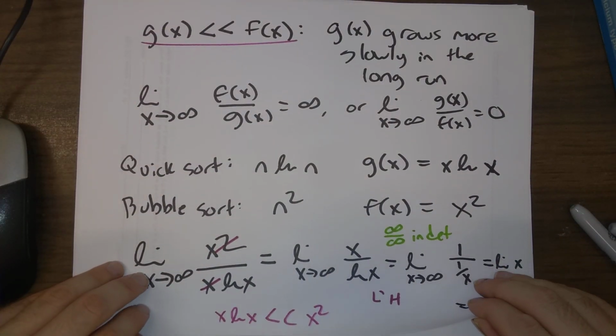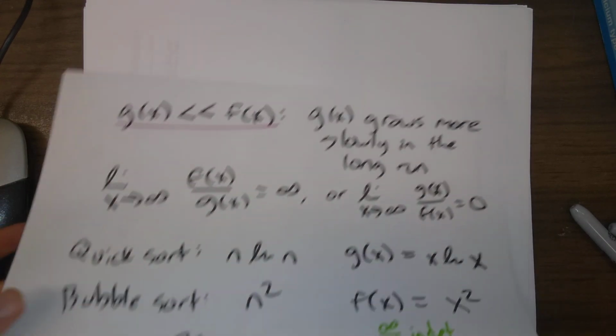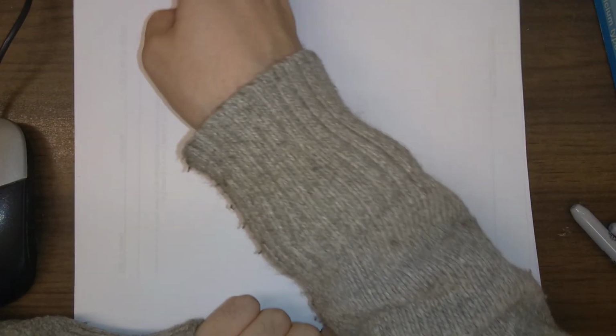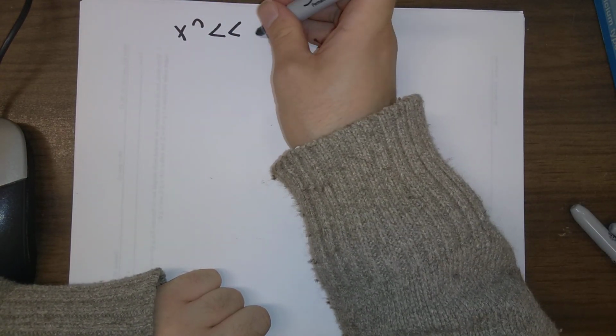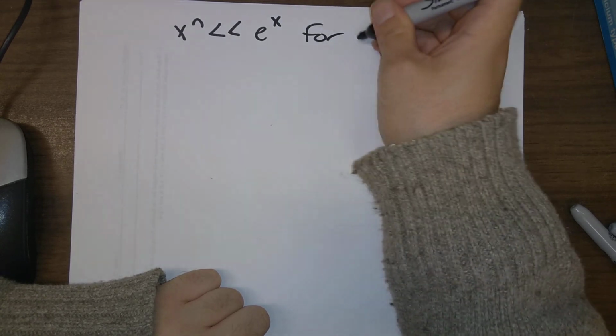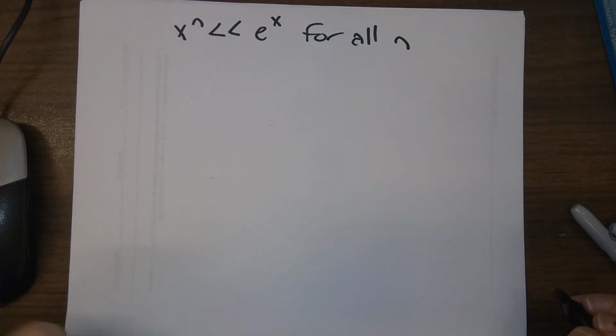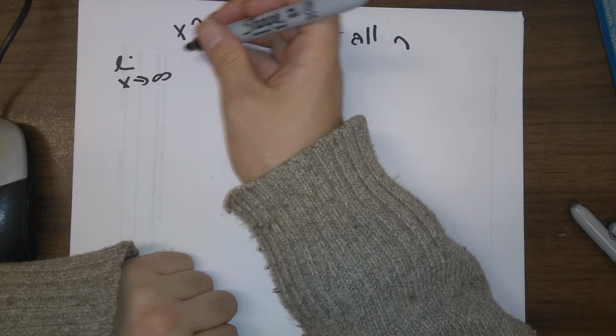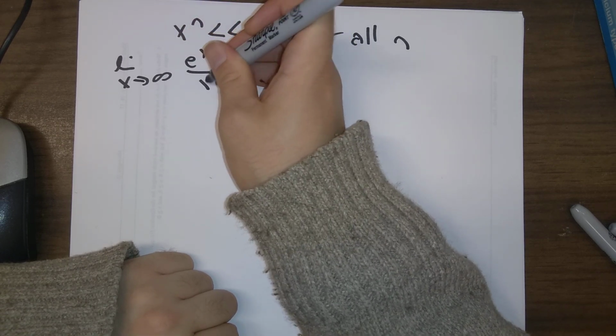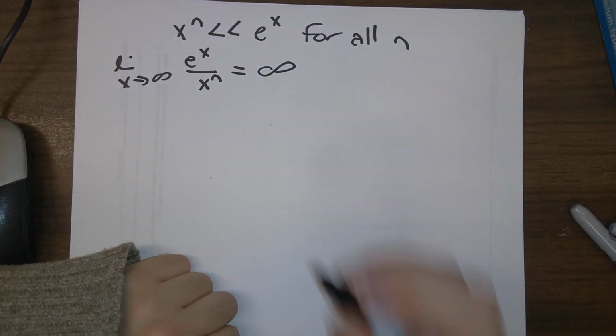One more important application of this has to do with e to the x. So here is a fact: x to the n grows more slowly than e to the x for all n. In other words, that's the same thing as saying the limit as x goes to infinity of e to the x over x to the n is always equal to infinity.